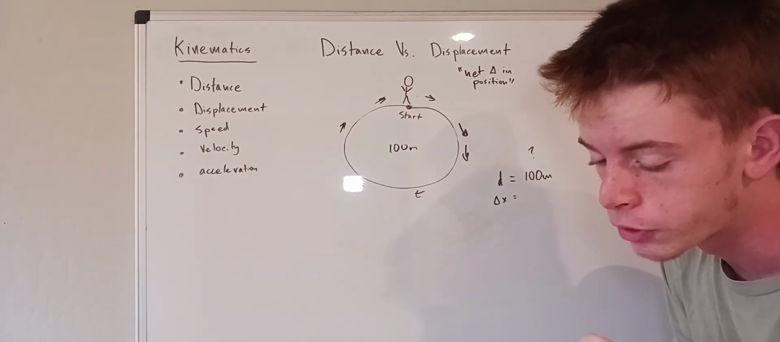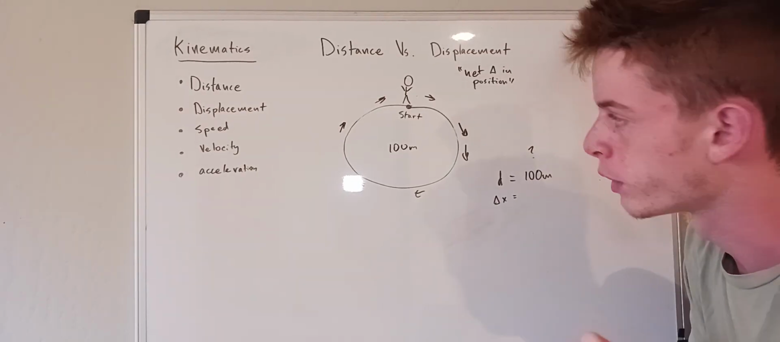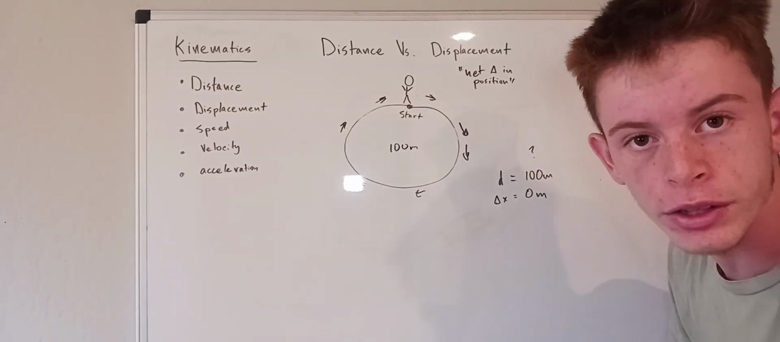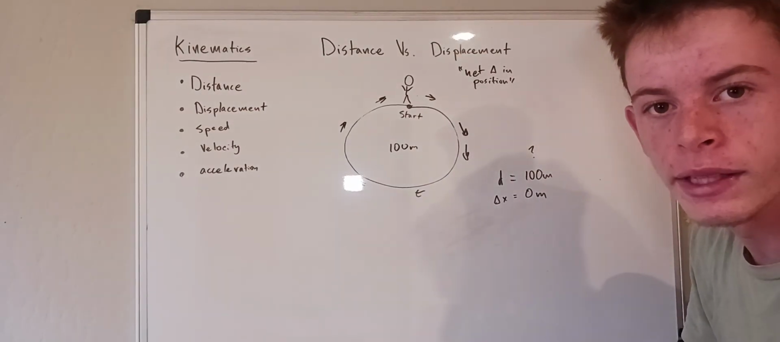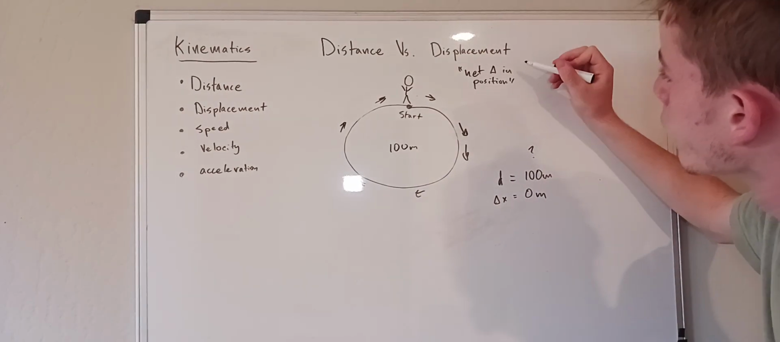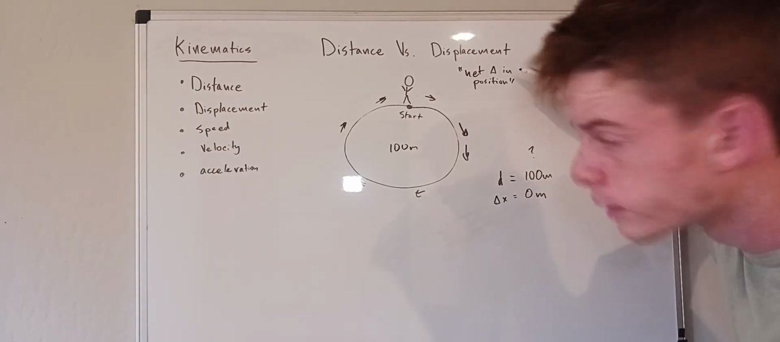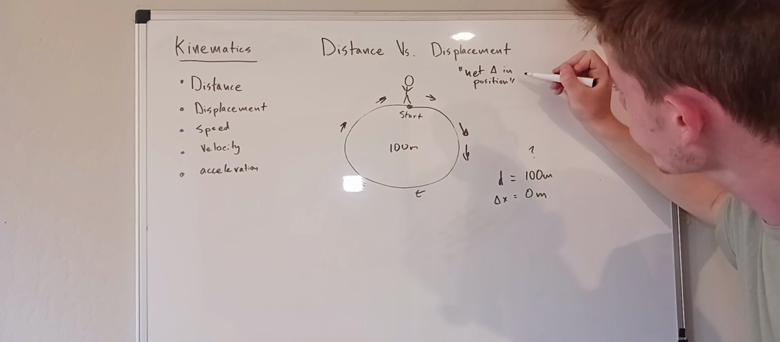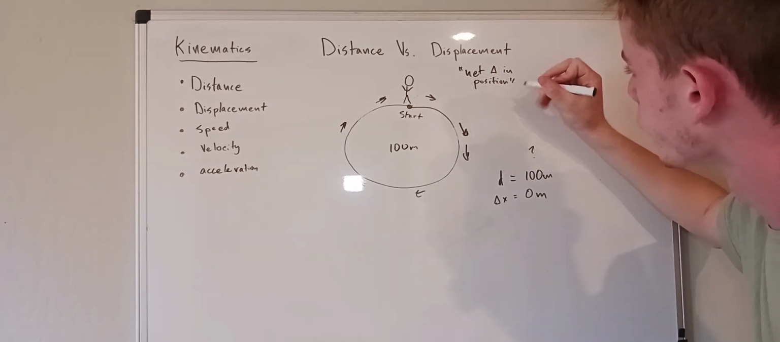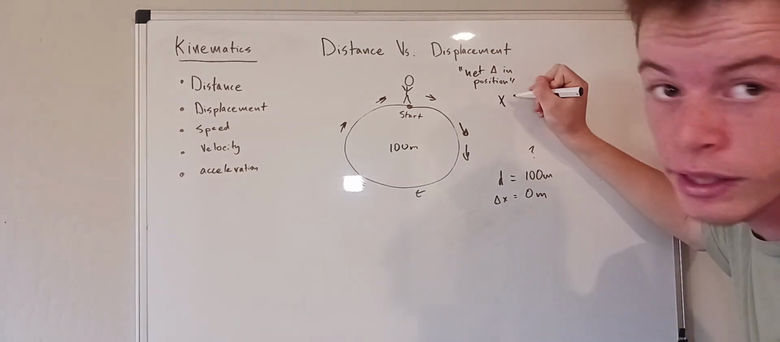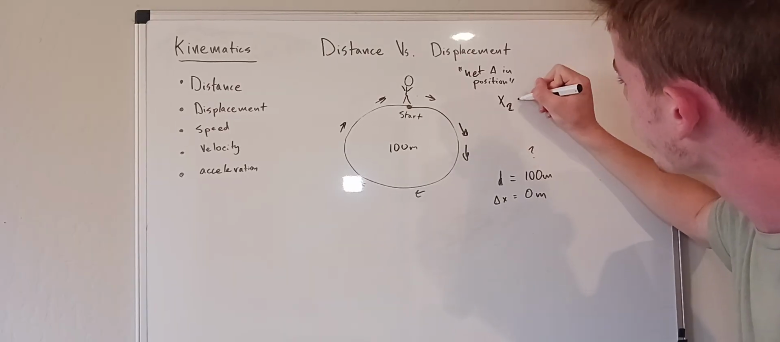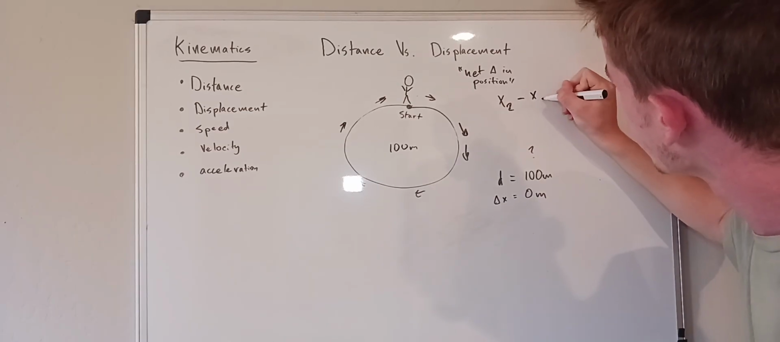But the displacement, here's what gets interesting. The displacement is different. The displacement is actually going to be 0 meters. So why is that? Let me explain. So remember, displacement is the net change in position. Okay, so that means that it is going to be position x2, sorry, x2 minus x1.